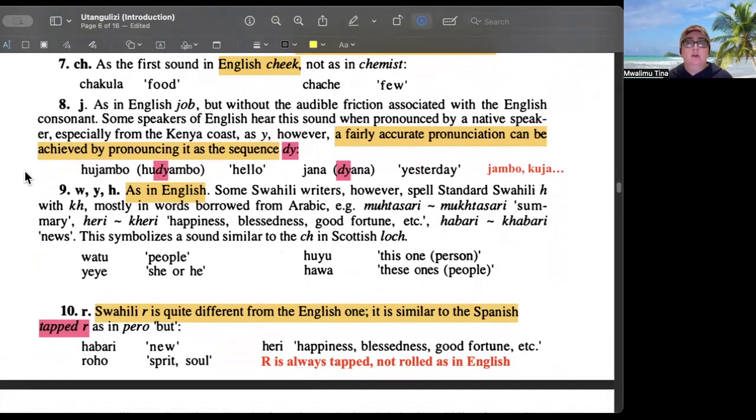Our next combined sound is CH, ch, as in the English cheek, not chemist. For example, we have chakula, chakula, chache, chache.